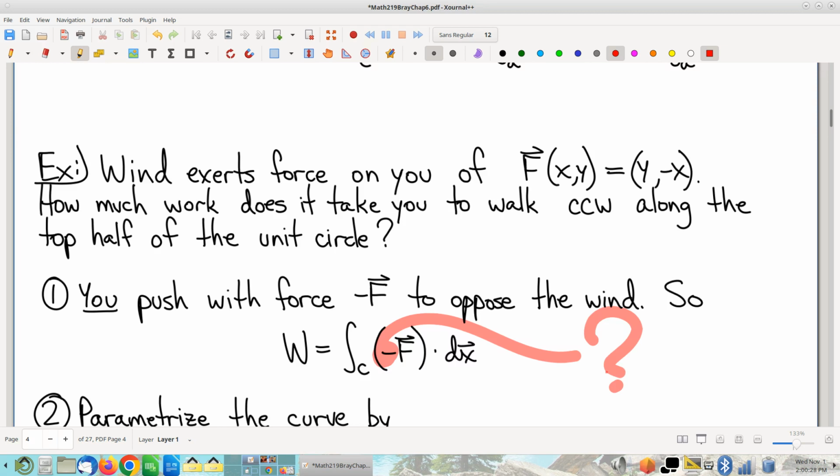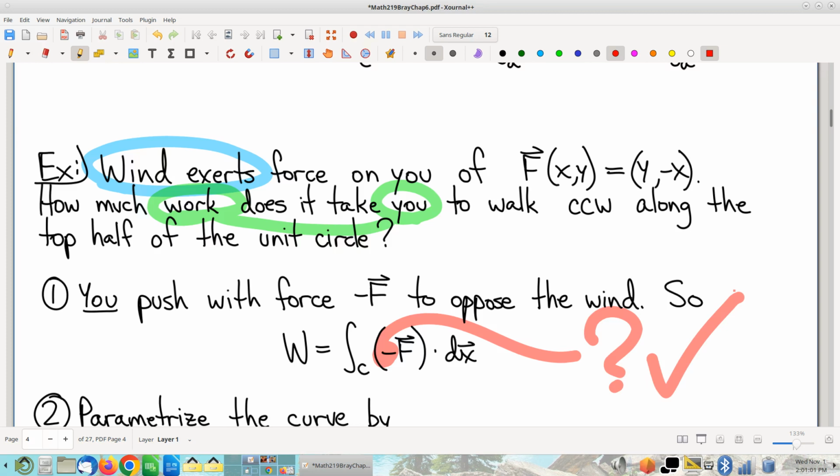And it all comes from the phrasing of the question. So notice what was given is the force that the wind is exerting. Which one do we need? Do I need the force that the wind is exerting, or do I need the force that I'm exerting? Well, we're asked about the work that you perform. So we need the one, we were given the other, and thus the minus sign. Does that all make sense?